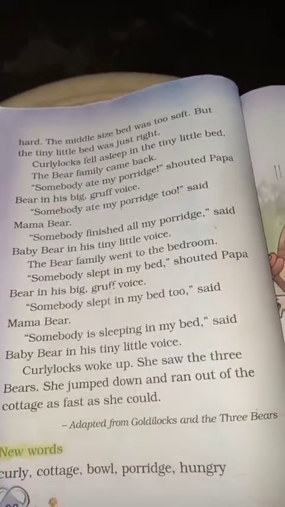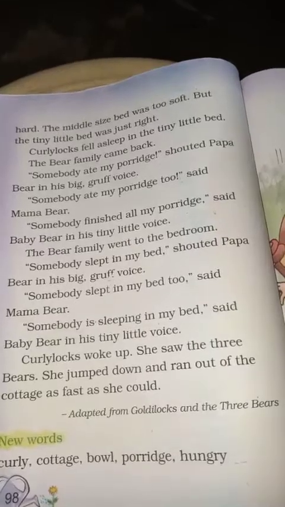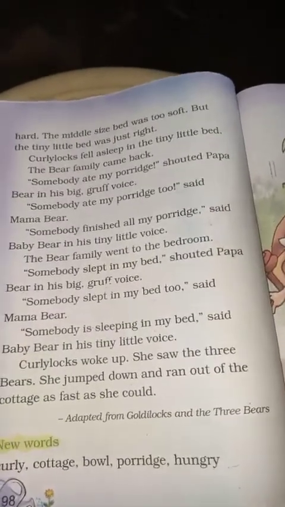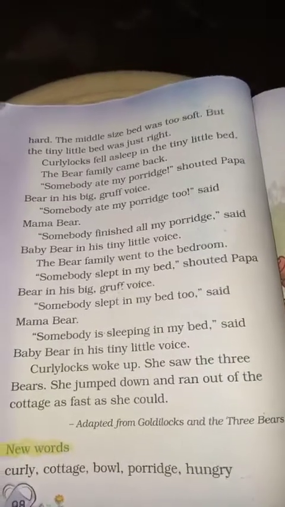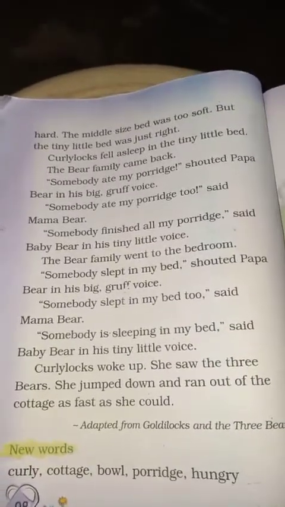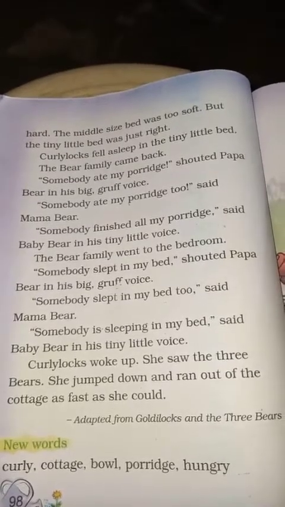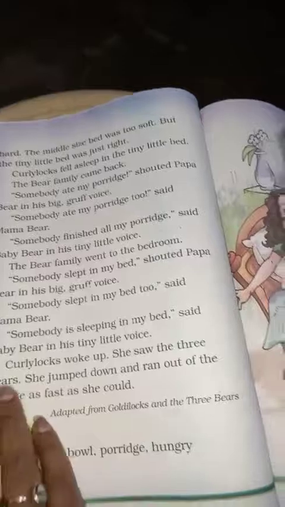Somebody is sleeping in my bed, said Baby Bear in his tiny little voice. The baby bear said, somebody is sleeping in my bed. They have slept in your bed, but somebody is sleeping in my bed. Curlylocks woke up. She saw the 3 bears. She jumped down and ran out of the cottage as fast as she could.